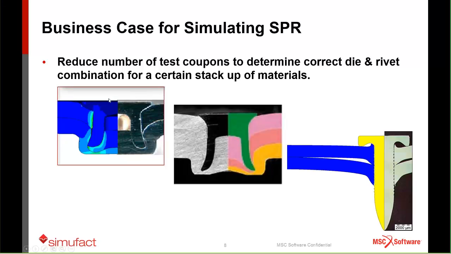So the business case for simulating self-piercing rivet is to reduce the number of test coupons to determine what a correct die and rivet combination is for a certain stack of materials. And here we just see 3 pictures, one of 2 layers, one of 3 layers, and one of 2 layers, but was a high-speed riveting application. And the number of possibilities is actually quite amazing, because sometimes for a certain stack-up, the engineers literally have to go through 100, 200 combinations of rivet and die combinations to determine the optimal one. So if you can reduce the number of test coupons to come to the best combination using simulation, that's really why people want to simulate this.